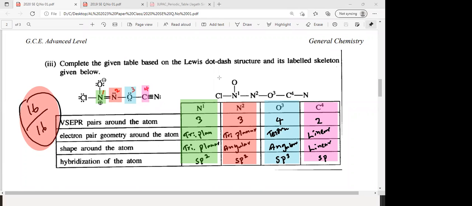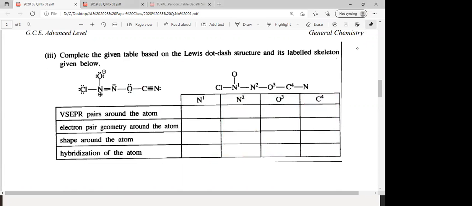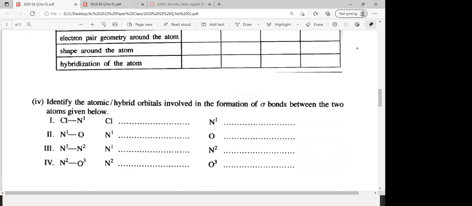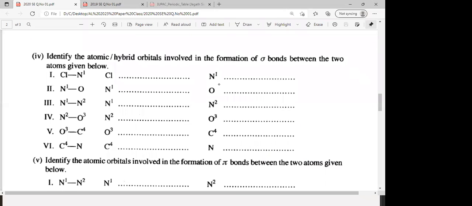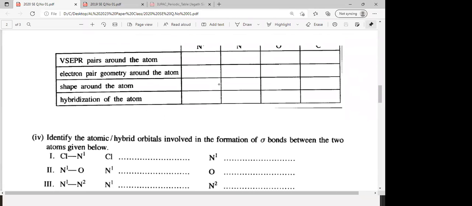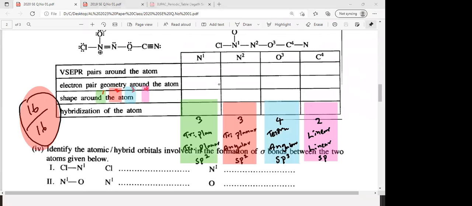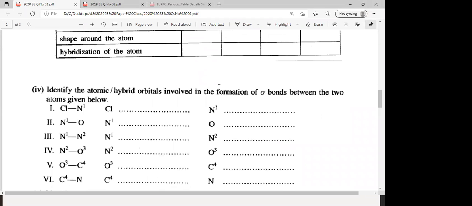Shall I erase this? Done, right? If you are still copying down, please let me know, or else it's not hard, it's easy. Next one. Identify the atomic orbital. Okay, we'll keep the same structure, otherwise I had to draw it again. This part also very easy.